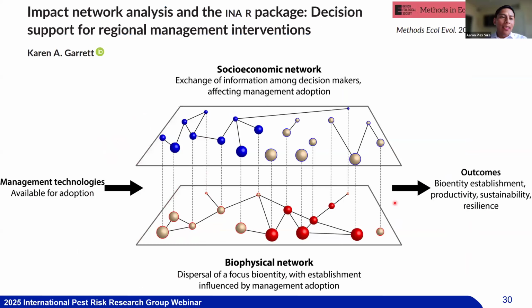The other component is understanding the potential distribution of socioeconomic networks in terms of which social actors are driving or managing invasion risk on the invasion network. And so this type of analysis can help us improve our understanding of risk mitigation or proactive surveillance.